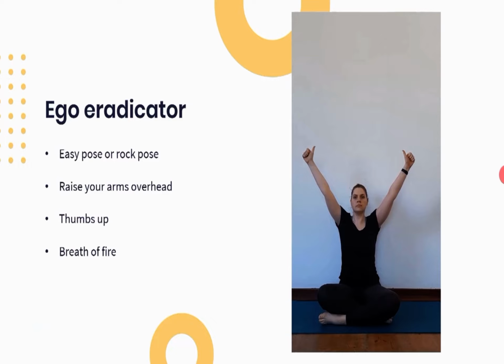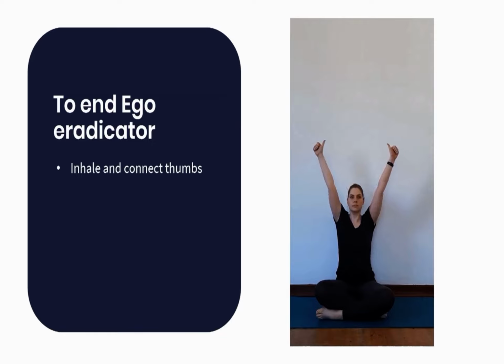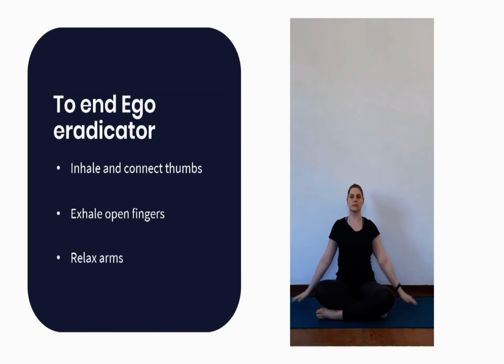To end the ego eradicator, inhale deeply and bring the arms overhead and connect the tips of the thumbs. Exhale, open the fingers and relax the arms down. This kriya is said to open the lungs, consolidate the magnetic field, and bring the brain hemispheres to a state of alertness.